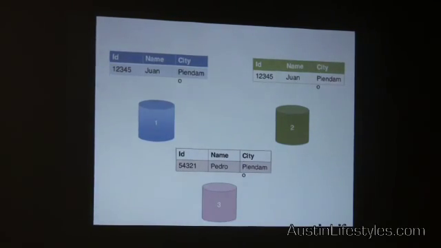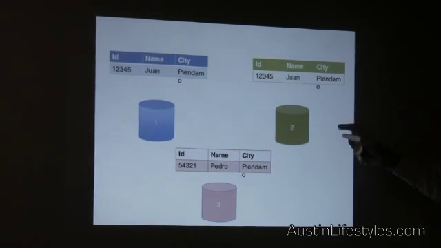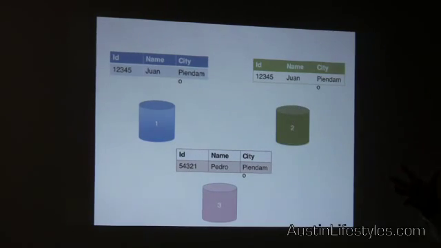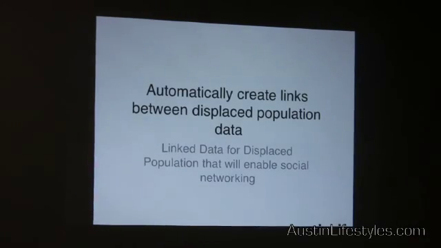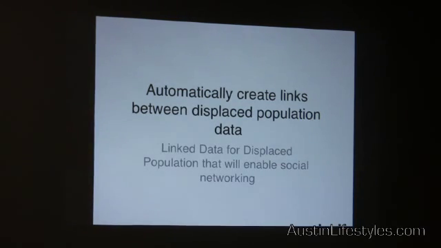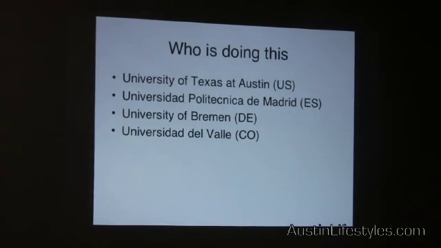So, for example, these are two databases, and they're the same people. They're the same person. And in another database, there's somebody else who comes from the same city. So there are 3 different databases, and then you don't know exactly what's going on with the data. So our objective right now is to automatically create links between displaced population data and these databases. In other words, it's creating like a mini semantic web space or linked data for displaced population that will enable them to create all this social networking, relate who knows who and who does what and where they are.